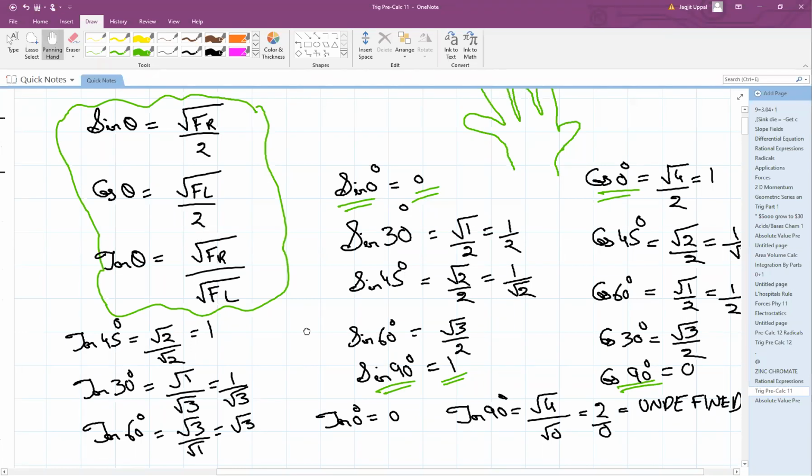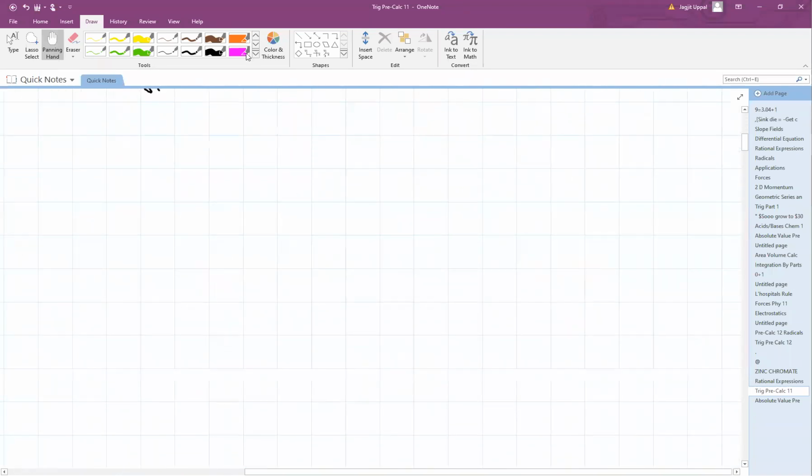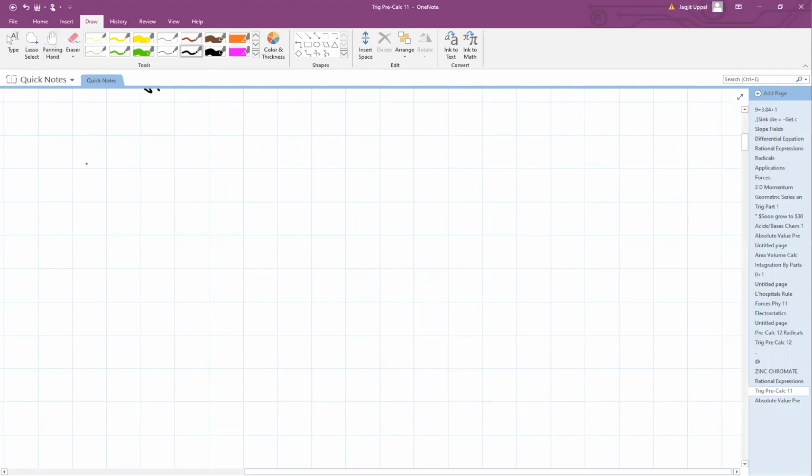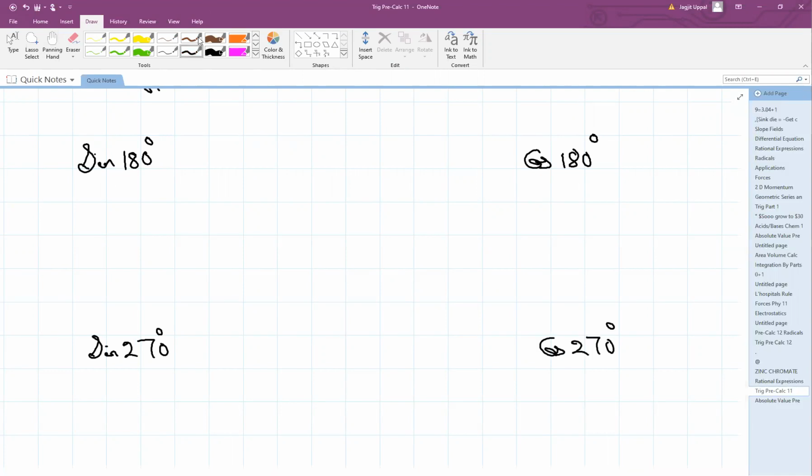Okay. We're going to start off with some simple examples. I want you to find sine of 180, then find cos 180. Then we're going to find sine of 270 and cos of 270. And so to find sine of 180, you're going to first make 180.